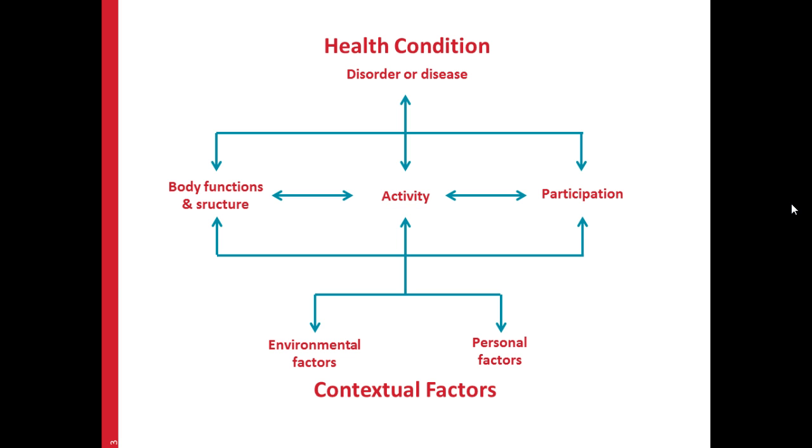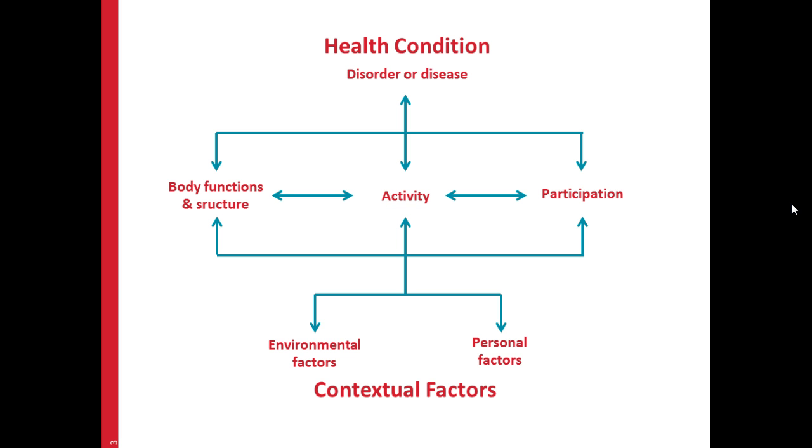Environmental factors are external to the individual and include social attitudes, architectural characteristics, legal and social structures, as well as climate and terrain. Personal factors, as might be expected, are associated with the individual and include gender, age, coping styles, social background, education, profession, past and current experience, overall behaviour pattern and character. Although prominent in the model, personal factors are not actually classified formally.